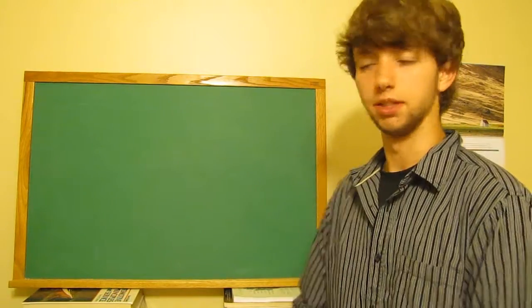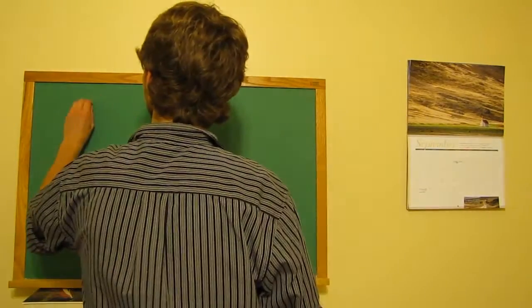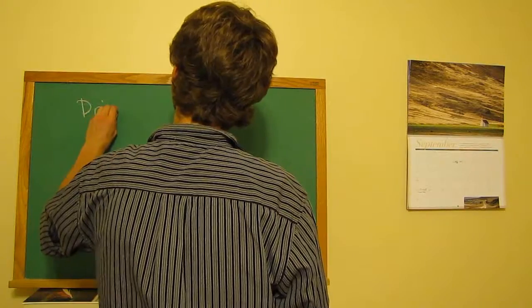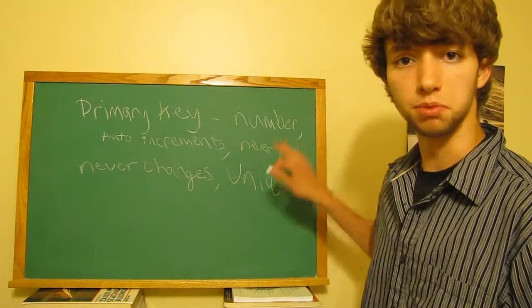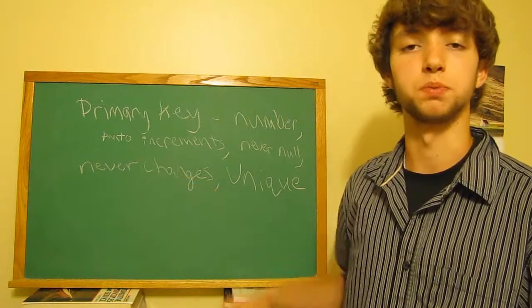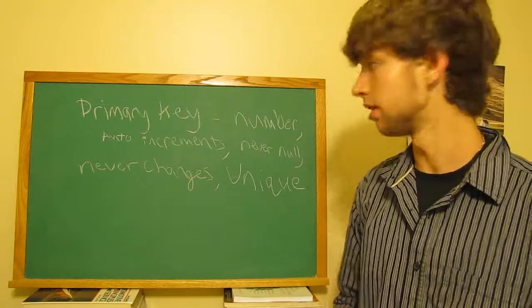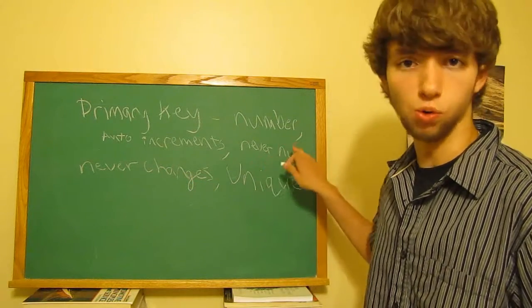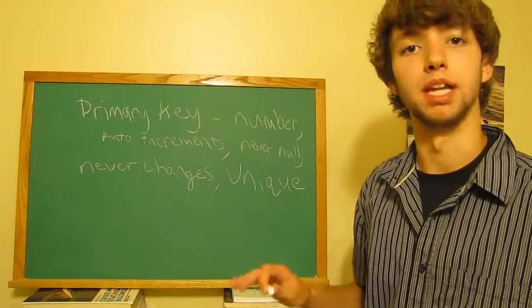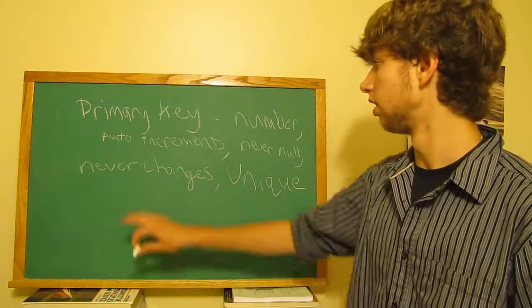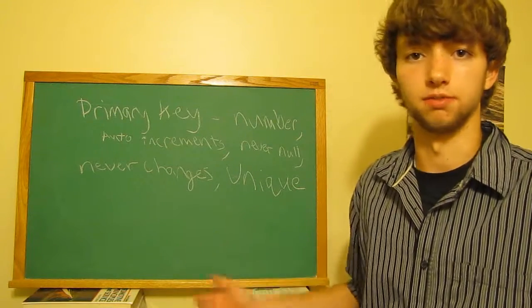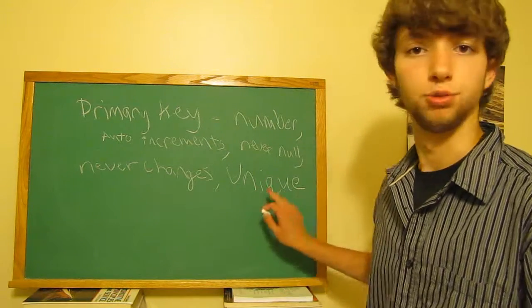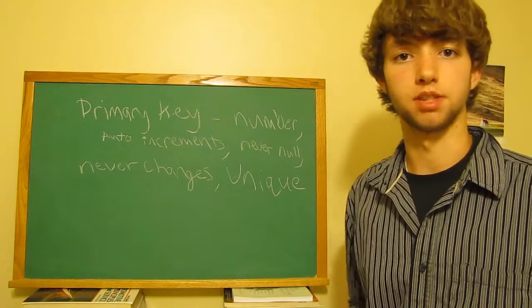So, basically, here are all the features of a primary key. It's a number, and it auto-increments, which means it goes up 1 each time. It is never null or blank, never has a blank entry, it'll always have a number. It never changes, because then what's the point? You'll get things confused. And it's unique, so no other entry can have the same primary key.